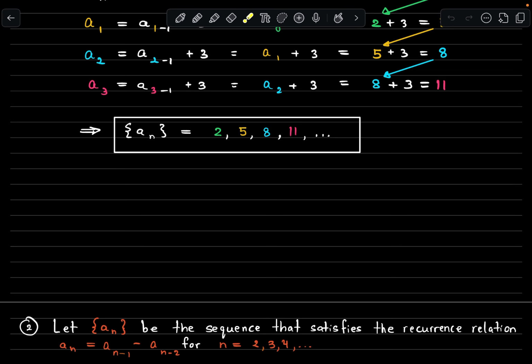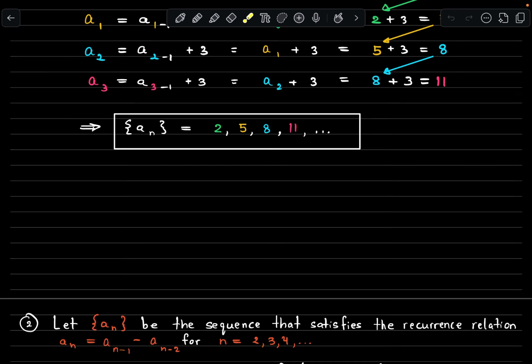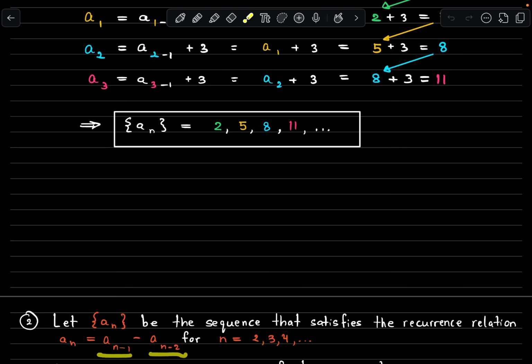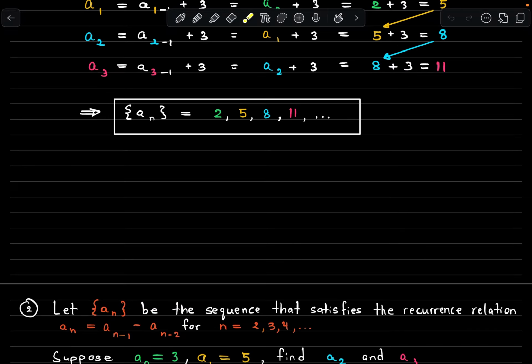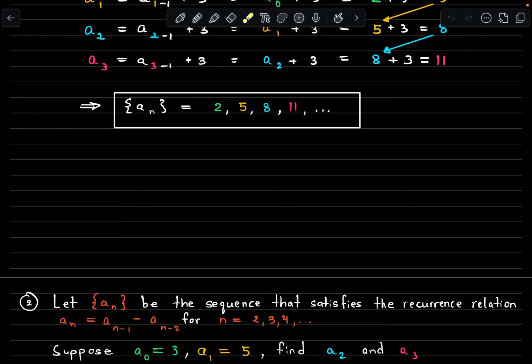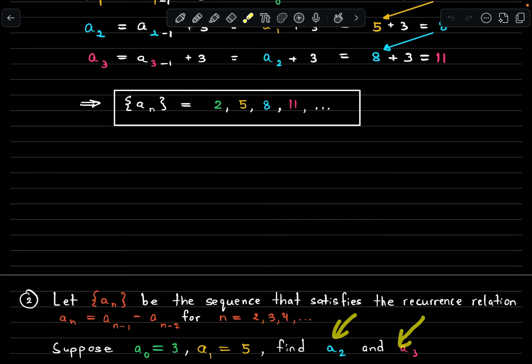All right, let's consider another example. This time, our recurrence relation is making use of the previous two terms. Okay, so it makes sense that we're going to have to start at n equals 2, and they're going to have to give us A sub 0 and A sub 1, because to start from here, we're going to need both of those. And it's going to be the difference of the last two terms. Okay, so A sub 0 is now given as 3, A sub 1 is given as 5. Find A2 and A3.